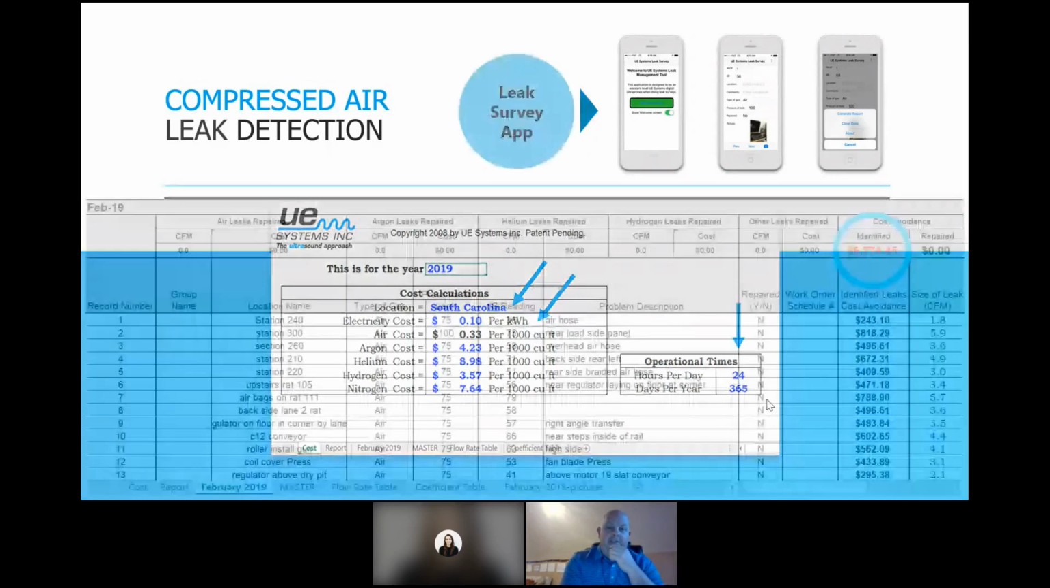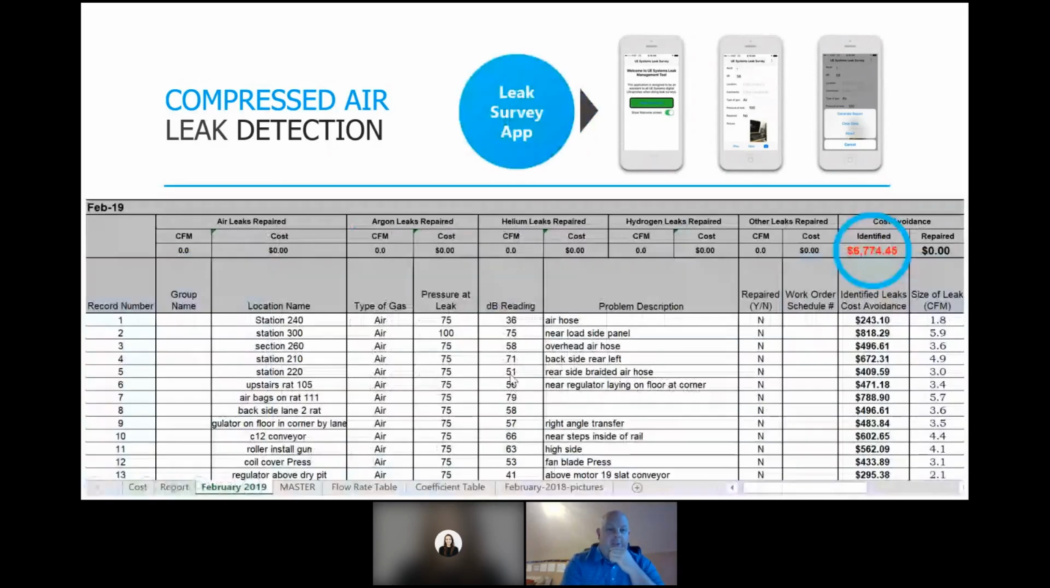So if we look at this survey here, and this is one that I actually did in a facility fairly close to where I live here in South Carolina, and in about an hour's time, we found a total of 13 air leaks. So you see over here, record number 1 all the way to 13. They were all compressed air. Here was the pressure at the leak. They were all 75 psi except for one there at 100.